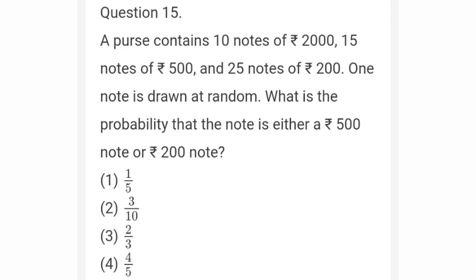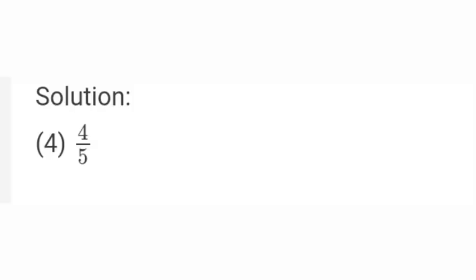What is the probability? 500 note is how many 500 notes? 15. Therefore 15 divided by 50. And 200 note is 25. Therefore 15 plus 25, 40 divided by 50. Now the 0 and 0 are cancelled. Remaining answer is 4 by 5. Option is 4. Answer is 4 by 5.